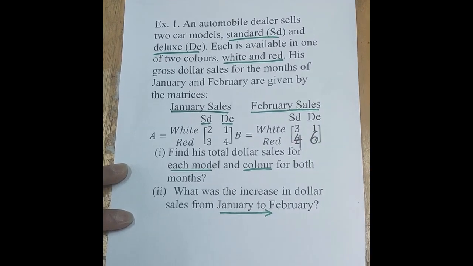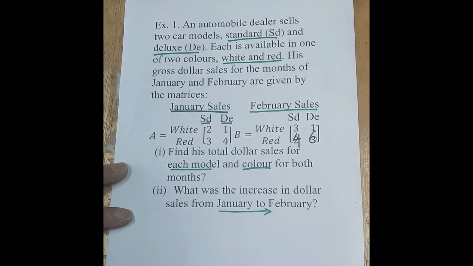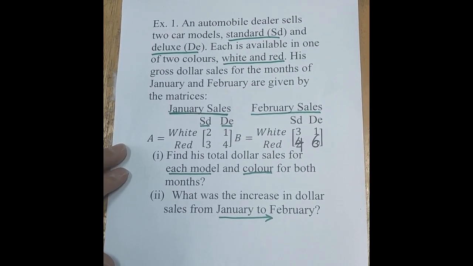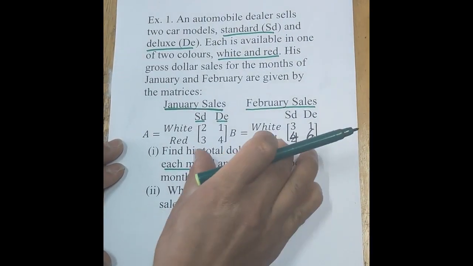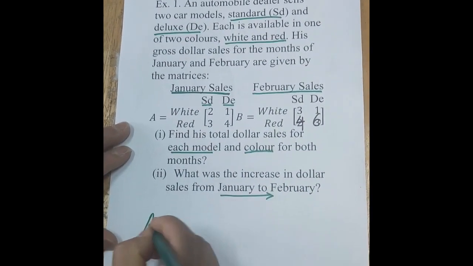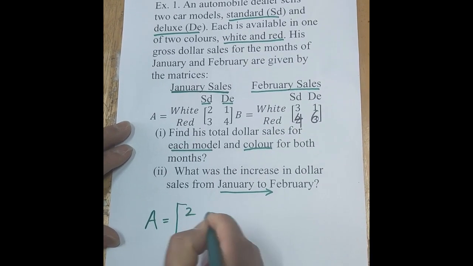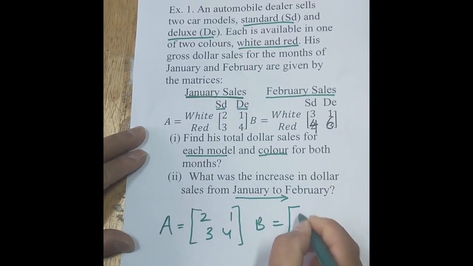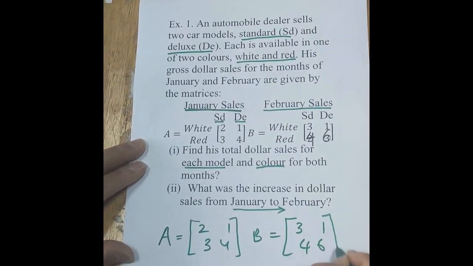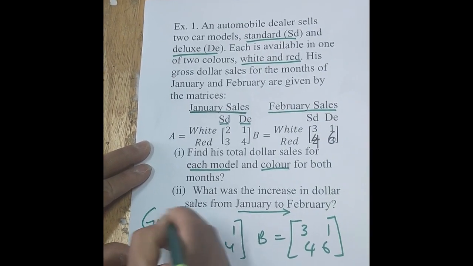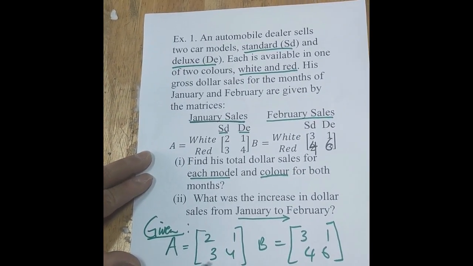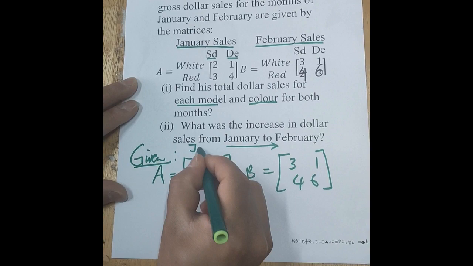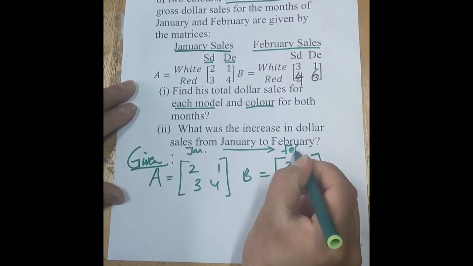So as I mentioned before, whenever you solve these application problems, first you should get the information given in the question in the form of matrix. So in this case the matrices are already given. So our matrix A is given as 2, 1, 3, 4, and our matrix B is given as 3, 1, 4, 6. In this case, our matrices are already given in the question. So what it denotes is that this matrix A is for the January sales and this is for the February sales.